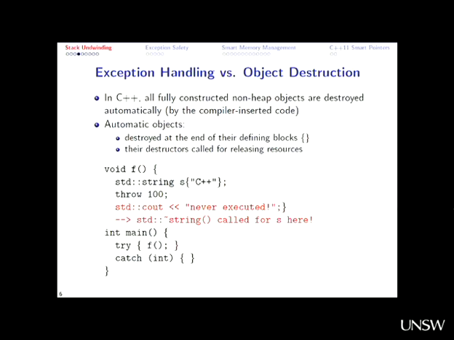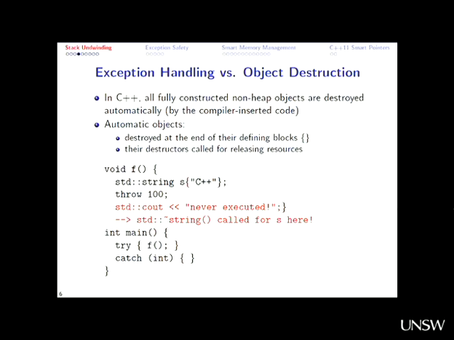So let's take a look at exception handling and object destruction. In C++, all fully constructed, non-heap objects are destroyed automatically. What's a non-heap object? It's a stack object, or it's a static object. So we looked at the static objects and stack objects and local objects. On Monday, we also looked at heap objects. And we talked about the difference between named and unnamed objects.